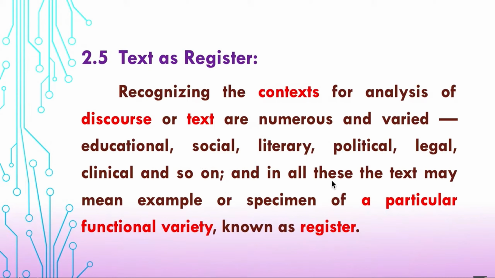In all these, the text may mean an example or a specimen of a particular functional variety known as register. So this we call register, a particular way of writing in a particular field of knowledge. This gives you the sense of register, the variety of the type of language being used in that particular field. This is known as a register. So text can also work as register. And this is very important. If you don't understand what kind of text it is, what kind of variety of writing it is, then you cannot come to the level of meaning.